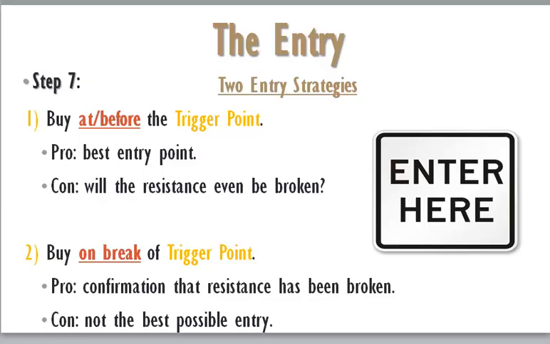Now, if you're more risk averse and just want to have additional confirmation, then you can buy on the break of the trigger point. So you're watching, and then when it breaks, all right, now you're trying to get in. The pro is you have confirmation that resistance has been broken. All right, you know that hopefully this party is underway. The con is you're not going to get the best possible entry. So that's going to be the flip side.